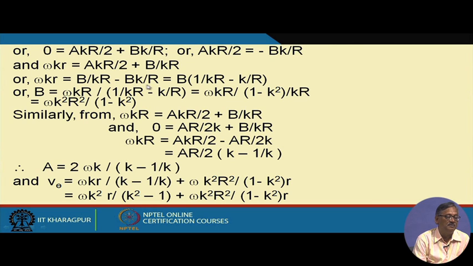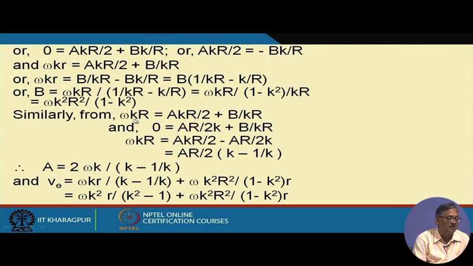On simplification and solving, omega kR is equal to b by kR minus bk by R, that is b into 1 by kR minus k by R. In that case, b is equal to omega kR over 1 by kR minus k by R, which is omega kR over 1 minus k square by kR. That means b is equal to omega k square R square by 1 minus k square.